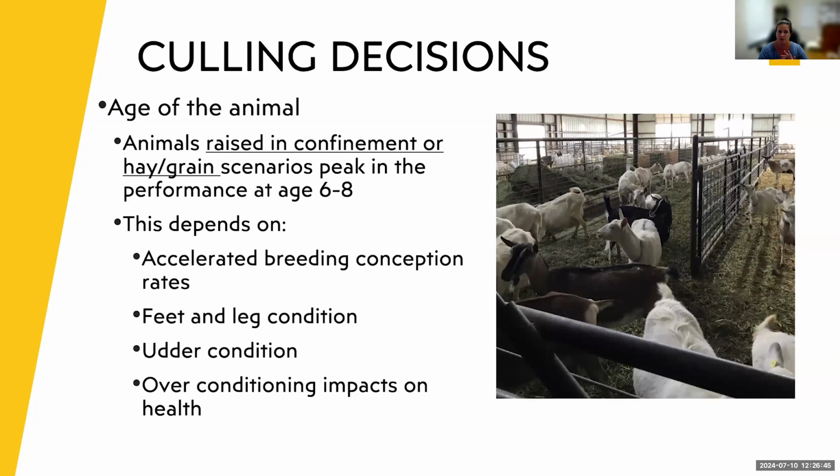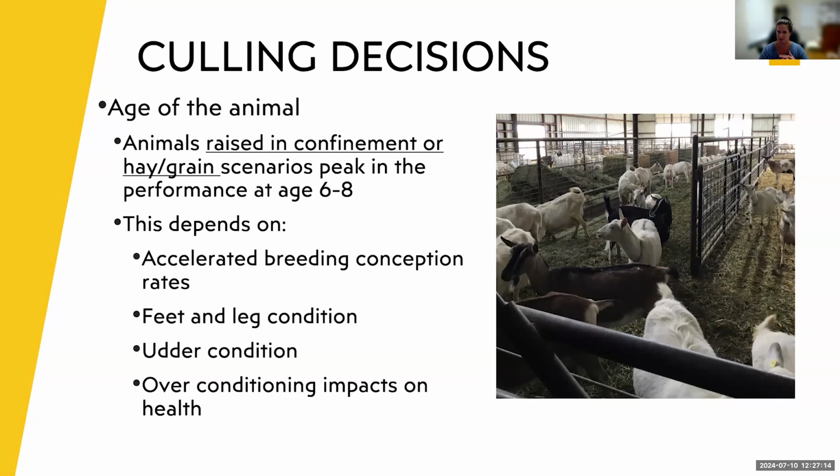And then we have animals that are raised more in confinement and more of like a hay, grain, or TMR scenario. Those animals usually will meet their peak performance between ages 6 and 8. And again, that age range can really change based on how they're being raised in confinement. So if they're part of an accelerated breeding, they're going to be giving birth to kids more rapidly, and also they're going to be having a lot more lactation.